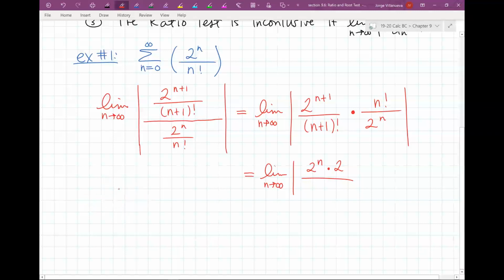Now, you notice how there's an n factorial on the top right corner, but on the bottom left, it's an n plus 1. I want those factorials to match, so look what I'm going to do. I'm going to write n plus 1 times n factorial. I just removed one of the terms from the factorial so that they match. And then on the right side, I'm just going to leave it the same, n factorial over 2 to the n. Notice I can now cancel.